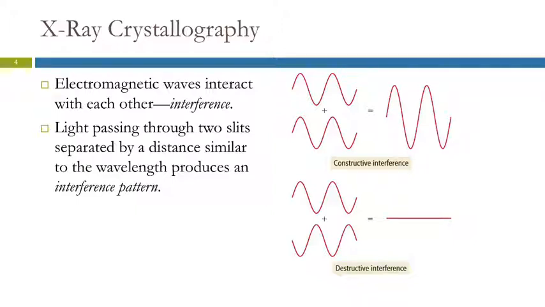So how do we figure out how atoms or molecules are organized when they're far too small to see? We use X-rays. X-rays are a form of electromagnetic radiation. They just have much shorter wavelengths than visible light. And so we need to review and remember about interference in electromagnetic waves. So you can have constructive interference and destructive interference.